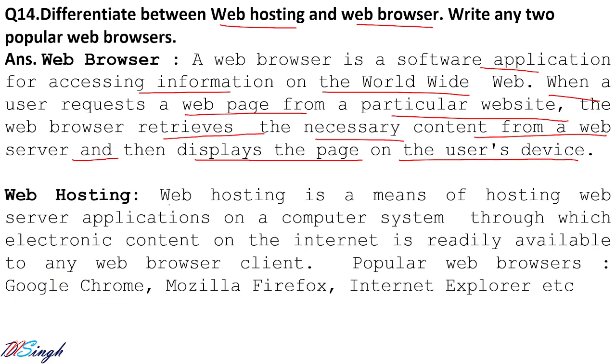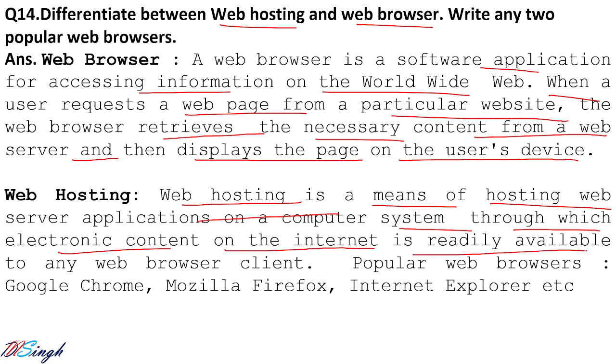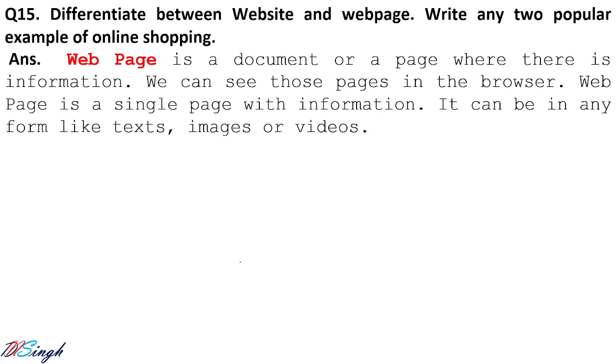and then displays that web page on the user's device. Web hosting is a means of hosting web server applications on a computer system through which electronic content on the internet is readily available to any web browser client. So web hosting is that process through which that content is transferred. Popular web browsers are Google Chrome, Mozilla Firefox, and Internet Explorer.